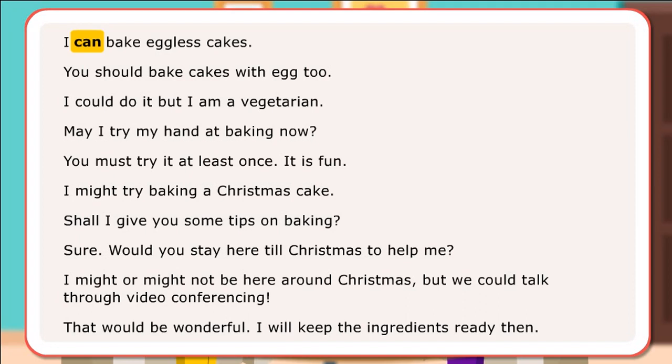I can bake eggless cakes. You should bake cakes with egg too. I could do it, but I am a vegetarian. May I try my hand at baking now? You must try it at least once. It is fun. I might try baking a Christmas cake.